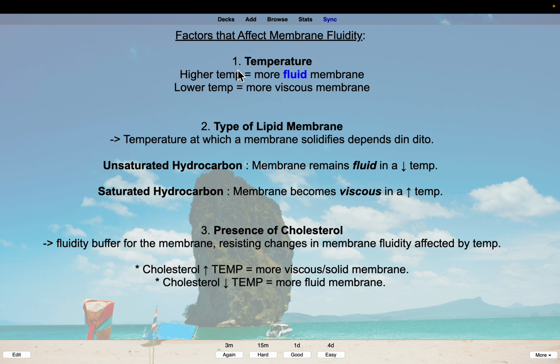Initially, for the first factor, if there's a high temperature, the membrane is supposed to be more fluid. But here, number 3, in a higher temperature, it's the opposite. It doesn't become more fluid. It becomes more viscous or solid. The same goes for a lower temperature when cholesterol is involved: the membrane becomes more fluid, not more viscous.